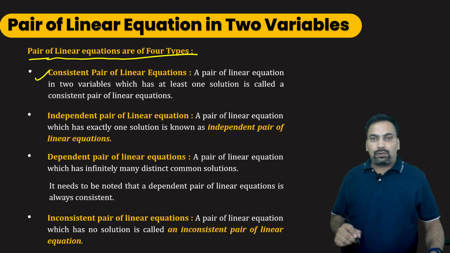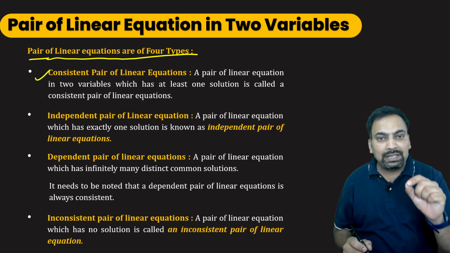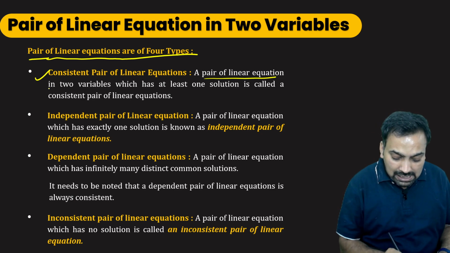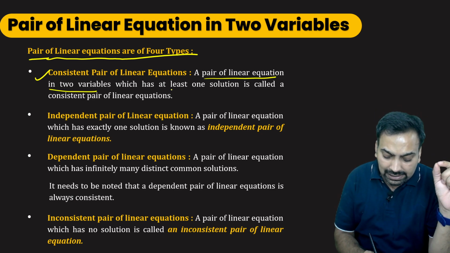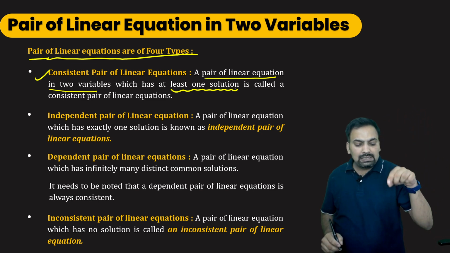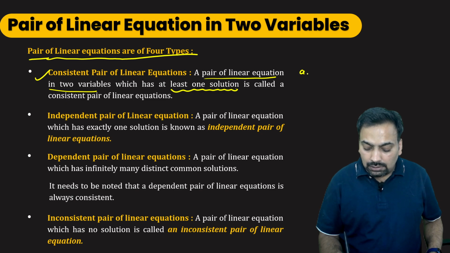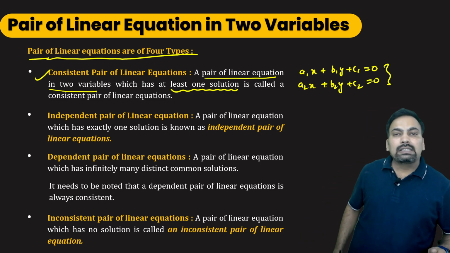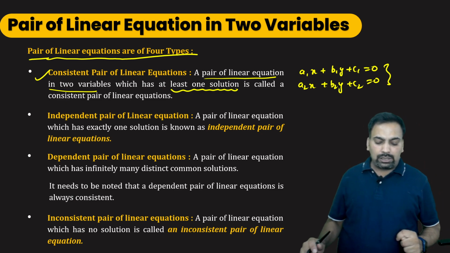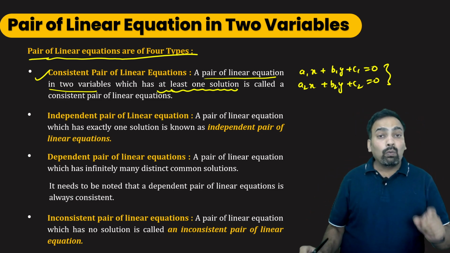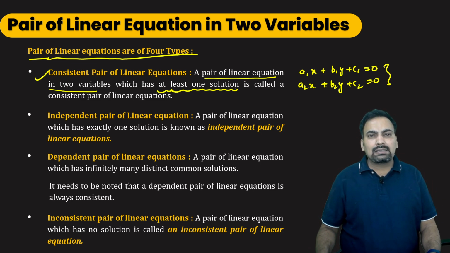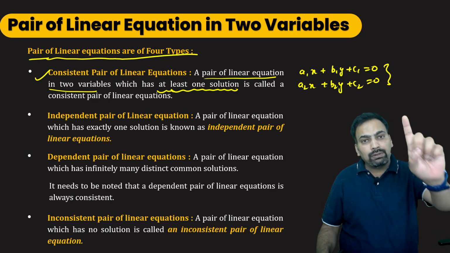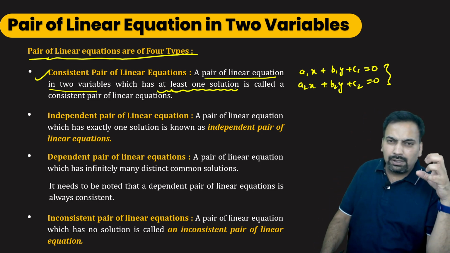Consistent pair of linear equations. It means a pair of linear equations in two variables which have at least one solution. Means if you have two equations like this, okay, these are the two equations, they have at least one solution, means minimum one solution.